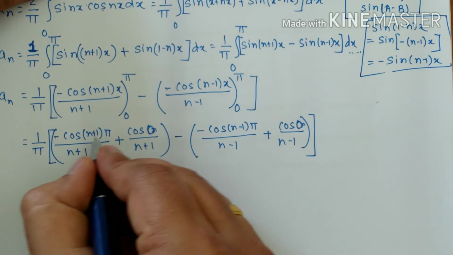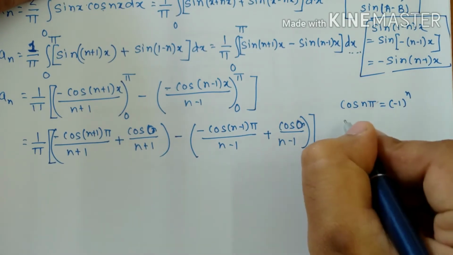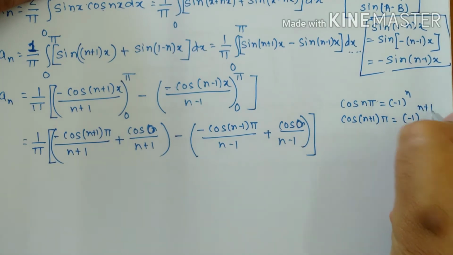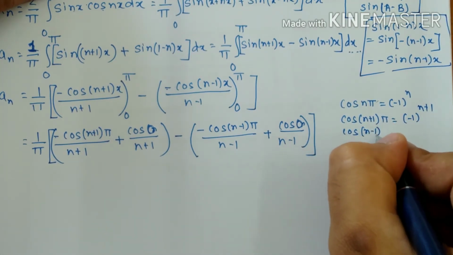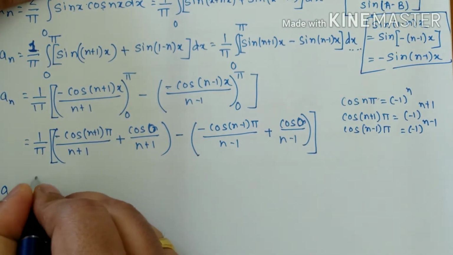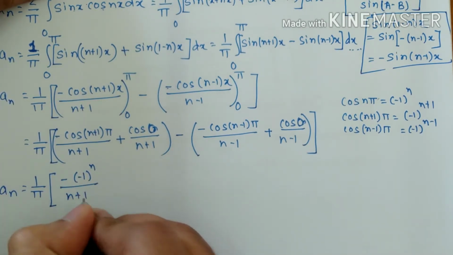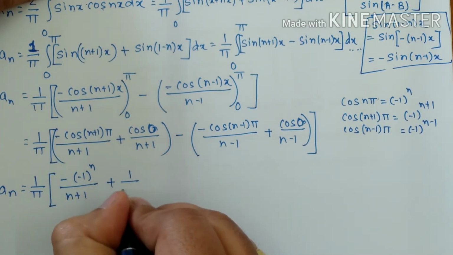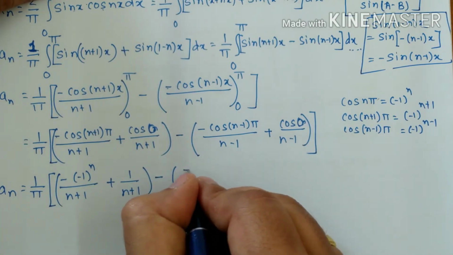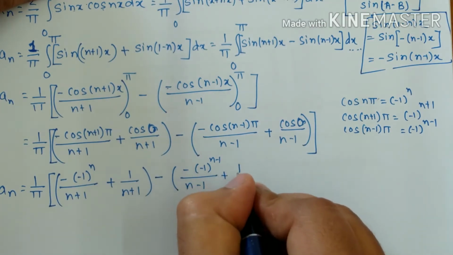Now, what is the value of cos n plus 1 pi? What is the value of cos n pi? It is minus 1 raised to n. So similarly, cos of n plus 1 pi is minus 1 raised to n plus 1, and similarly the value of cos of n minus 1 pi is minus 1 raised to n minus 1. Hence we get an is equal to 1 upon pi into bracket, minus 1 raised to n upon n plus 1 plus 1 upon n plus 1, minus 1 raised to n minus 1 upon n minus 1 plus 1 upon n minus 1.